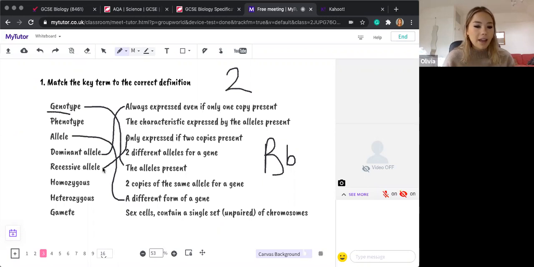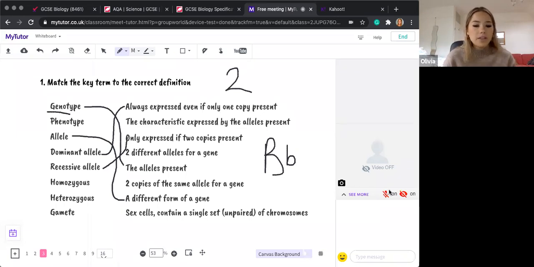If you're going to write down any of these definitions, obviously you're going to need to know all of them, but particularly for today, what we're doing with the genetic diagrams is going to be really important, so make sure you know allele, dominant allele, and recessive allele.